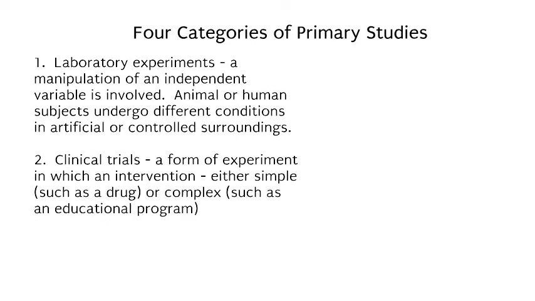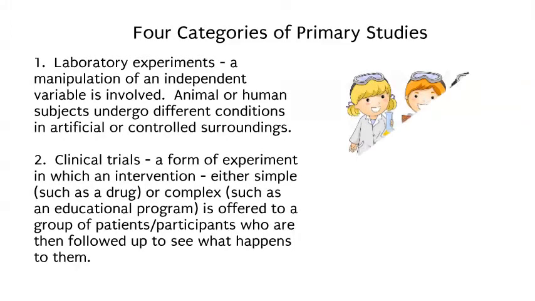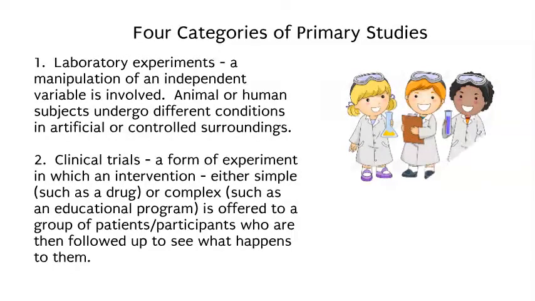First are laboratory experiments. This is where a manipulation of an independent variable is involved. Animal or human subjects undergo different conditions in artificial or controlled surroundings. Second are clinical trials, which are a form of experiment in which an intervention, either simple, such as a drug, or complex, such as an educational program, is offered to a group of patients or participants who are then followed up to see what happens to them.